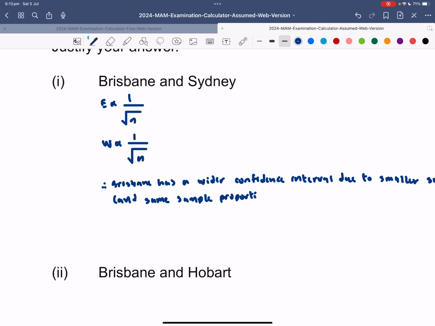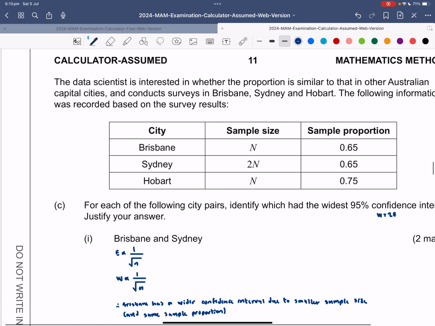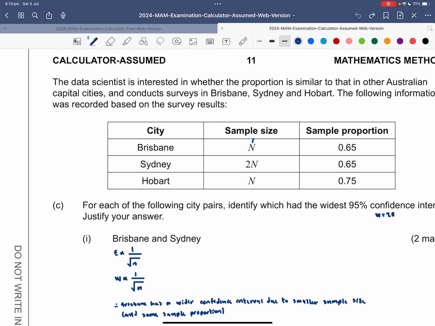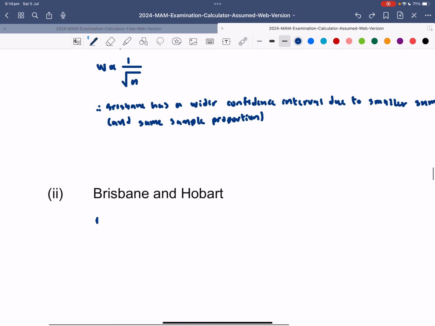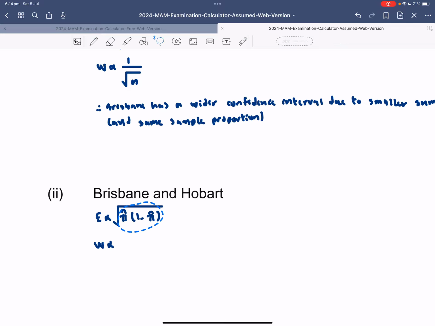Now, here's the important thing. What about between Brisbane and Hobart? Brisbane and Hobart both ask n people. The sample size is the same. What's different is the sample proportion. So guys, the error, and the width, I'll write error first. The error is directly proportional to the square root of pi cap times 1 take pi cap. So the width is also directly proportional to that.